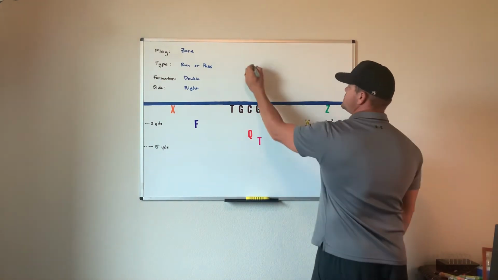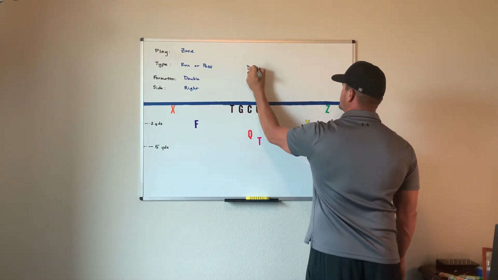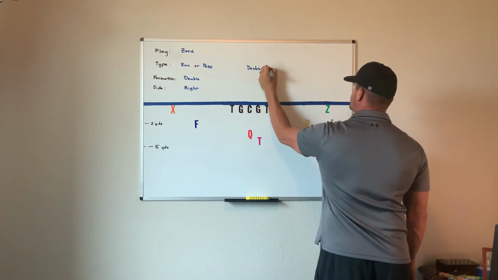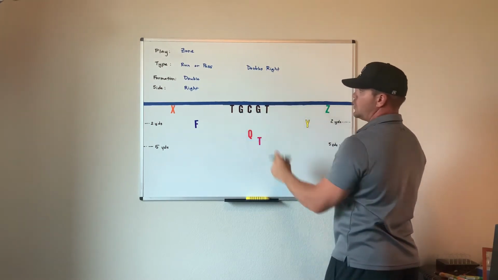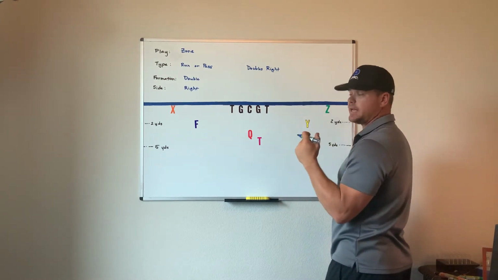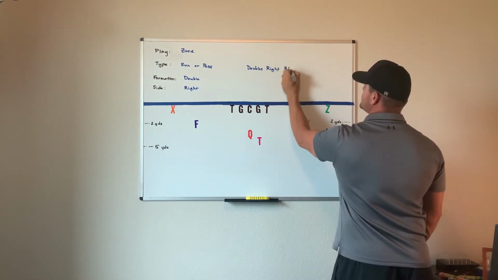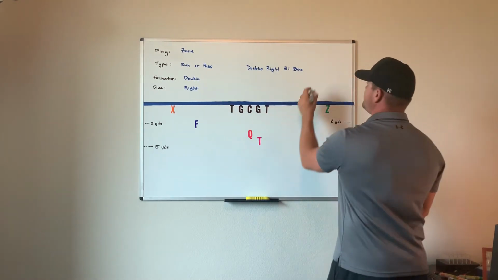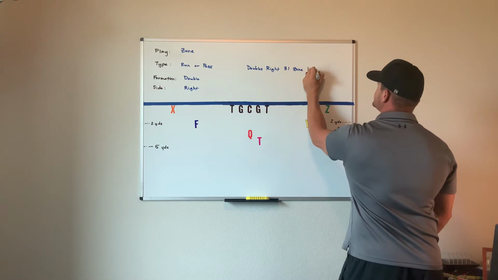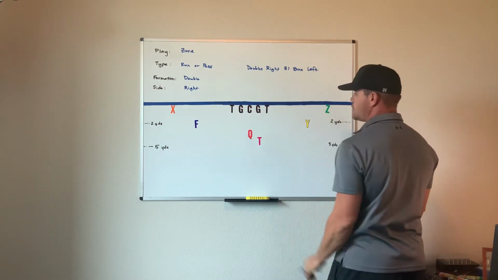So the play would have to be doubles right. They're going into the one hole, and it's the tailback getting the ball, so it's 31 zone. And which side are they running to? They're running to the left, zone left. All right? So we've got our doubles here.